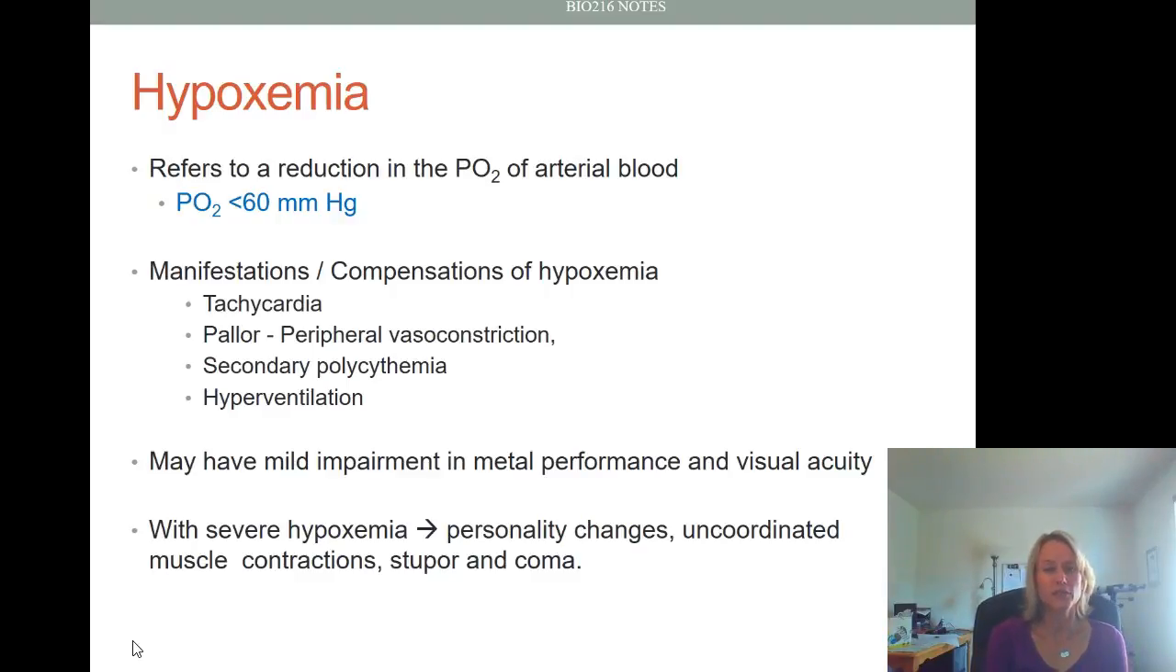And this refers to reduction of the partial pressure of oxygen in the arterial blood. It's defined as a PaO2 of less than 60 millimeters of mercury.